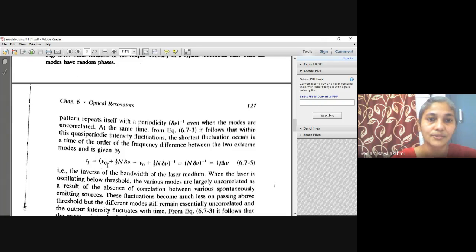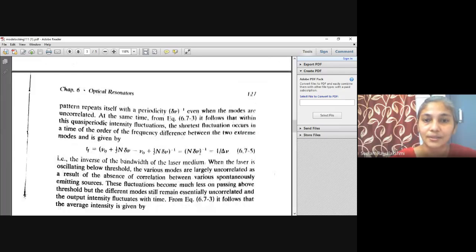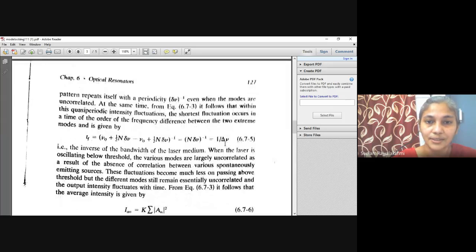TF equals (nu naught plus 1 by 2 n delta nu minus nu naught plus 1 by 2 n delta nu) whole power minus 1. If we cancel, we obtain half n delta nu plus half n delta nu, which equals (n delta nu) whole power minus 1. If n is an integer, we have 1 by delta nu, that is the inverse of the bandwidth. So delta nu is nothing but the bandwidth.